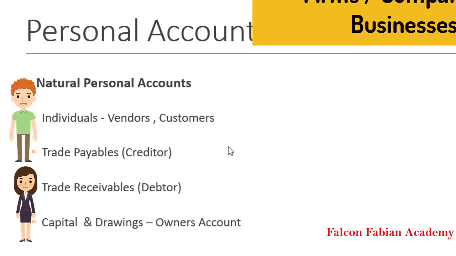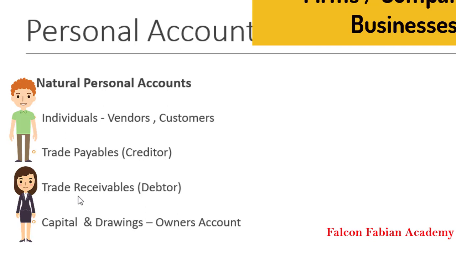Now who could it be? Well, it would include accounts of all individuals. Now individuals could be a vendor or a customer. It would include the accounts of all the trade payables. What is a trade payable? A trade payable is the person from whom we have bought inventory on credit. It is also known as a creditor.